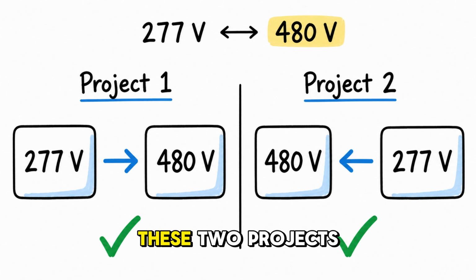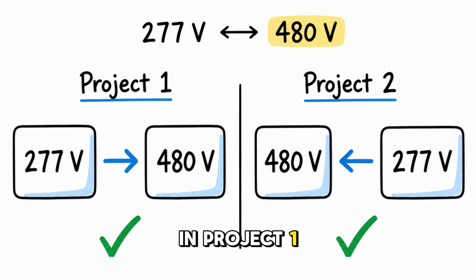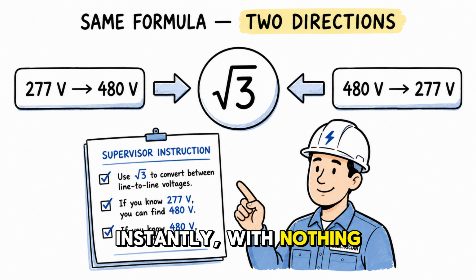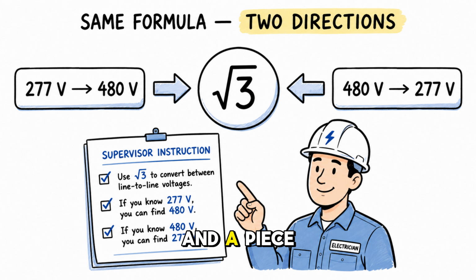Notice what just happened across these two projects. In Project 1, we went from 277 volts to 480 volts. In Project 2, we went from 480 volts right back to 277 volts. Same formula, same root 3, just used in opposite directions depending on what information you are handed on the job. Once you understand this one relationship, you can solve either direction instantly, with nothing but a supervisor's instruction and a piece of paper.